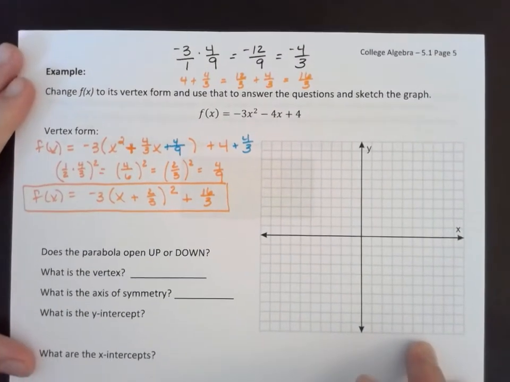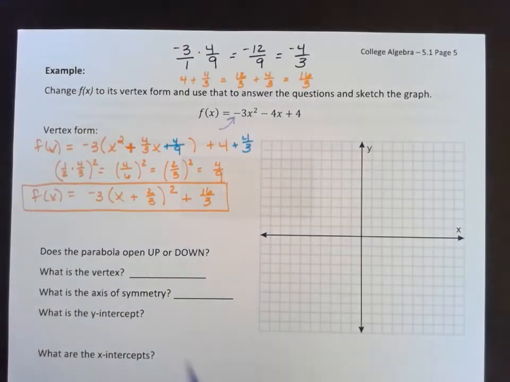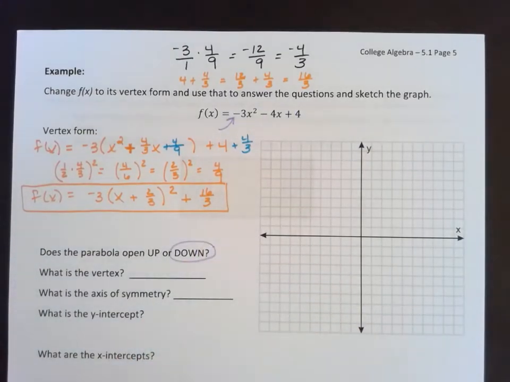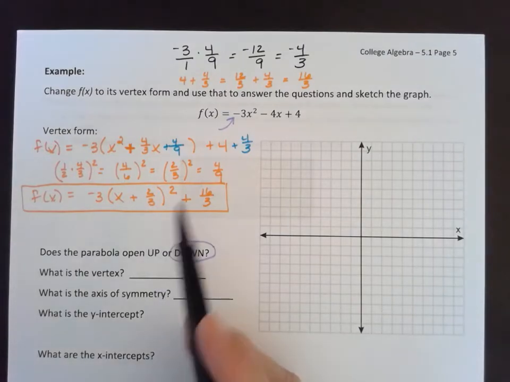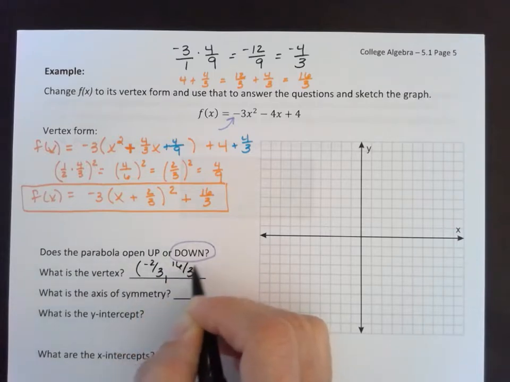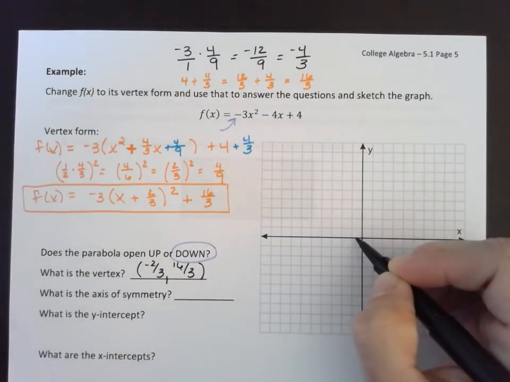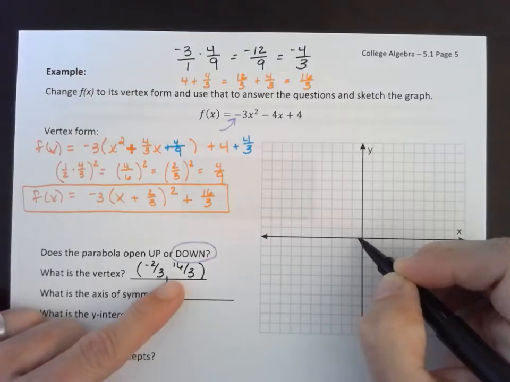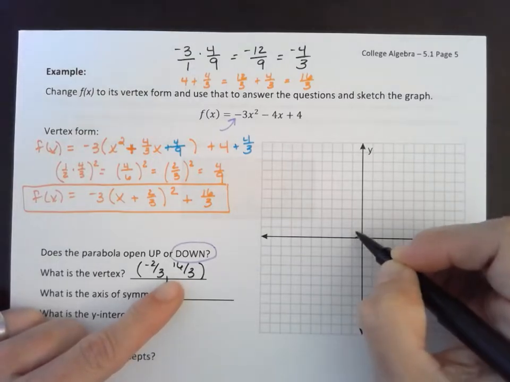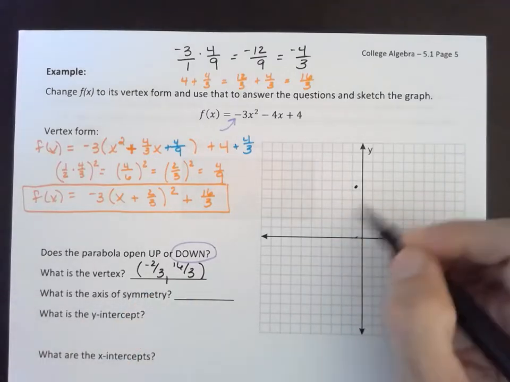So the next question is, does the parabola open up or down? Looking at your a in the function, a is negative, which means it opens down. And the question is, what is the vertex? Well, we can get the vertex just by looking here. The vertex is going to be -2/3, 16/3. So if we wanted to graph that, -2/3 is somewhere in here. 16/3 is what, 5 1/3? So 1, 2, 3, 4, 5 and a little bit. So it's about there, and it's opening down.